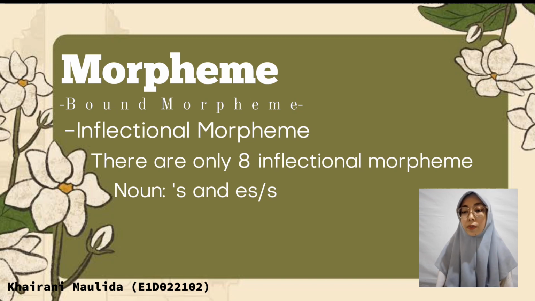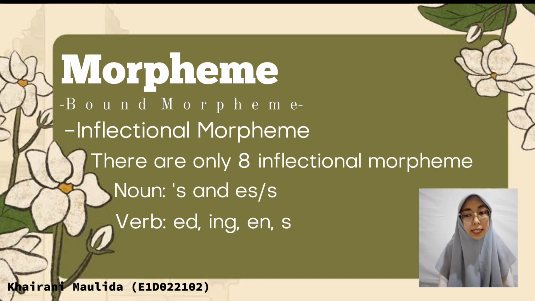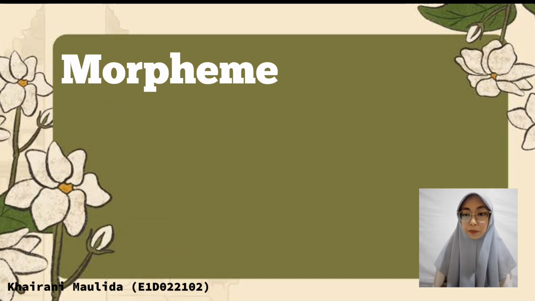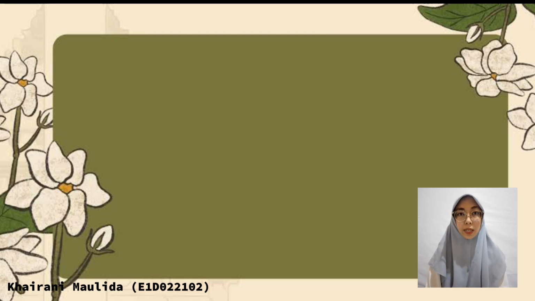The 4 inflectional morphemes that can be added to verbs are ed to indicate past tense, ing to indicate the present participle, en to represent the past participle, and s for the third person singular. The 2 inflectional morphemes that can be added to adjectives are er for the comparative and est for the superlative. Okay, let's jump to the next part.